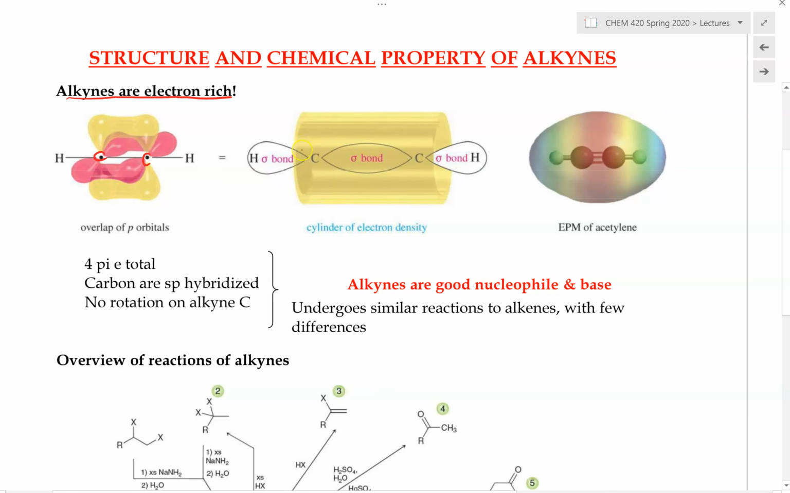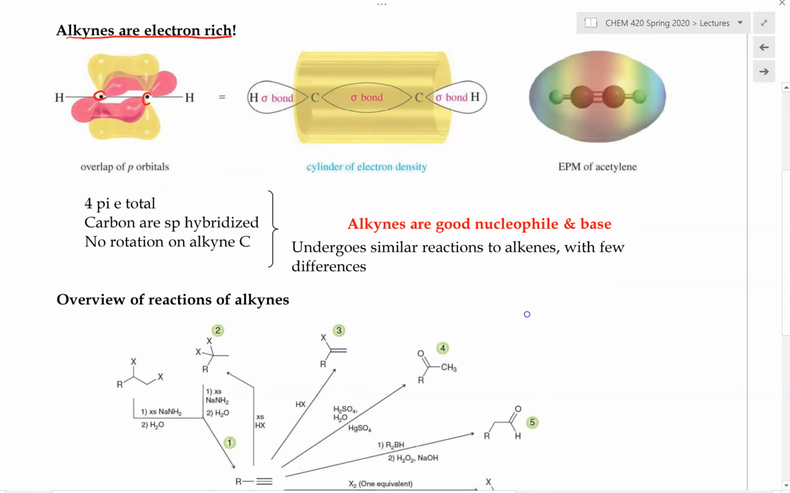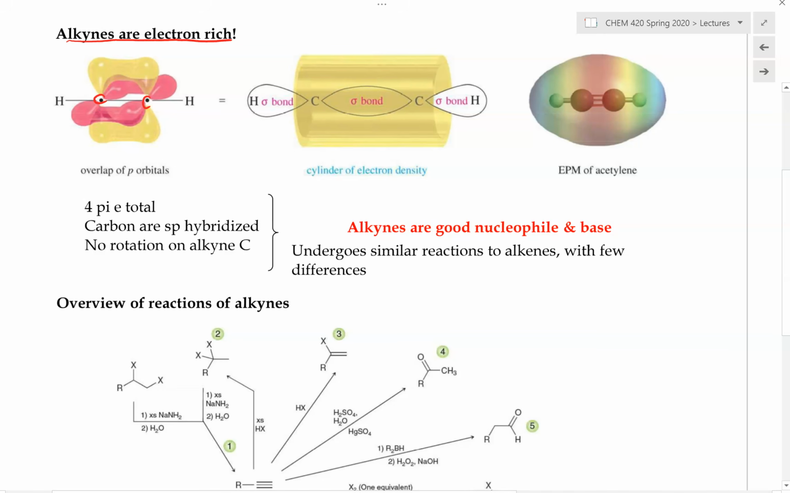And this is another view of what the triple bond would be: the 6 pi electrons all together in a cylinder along the carbon-carbon triple bond. Based on this electron potential map right here, we can see an electron-rich region in the alkyne. This is the part that makes the alkyne nucleophilic and basic as well. Overall, alkynes can undergo reactions that are very similar to alkenes, but there are still a few differences between these two functional groups.